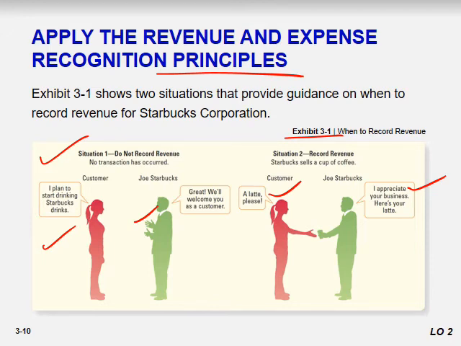So the cash is received by Starbucks and the customer receives the product, right? So the amount of revenue to record is the cash value of goods or services transferred to the customer, right? They pay cash according to the fair market value of this latte. So that would be the amount of revenue that should be recorded. Okay.